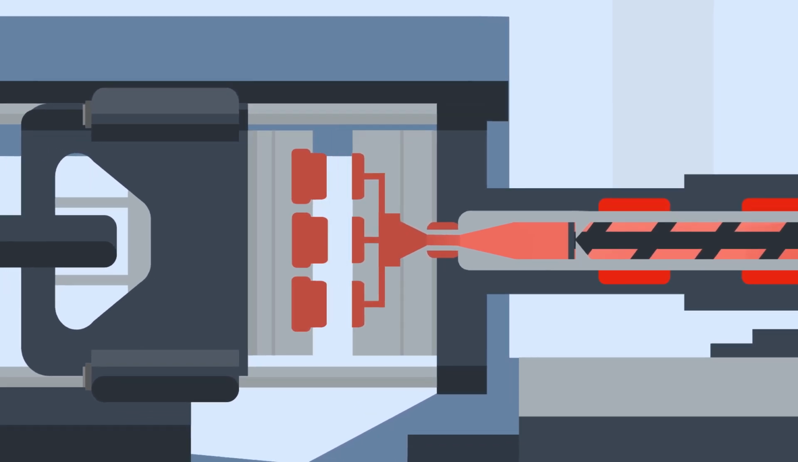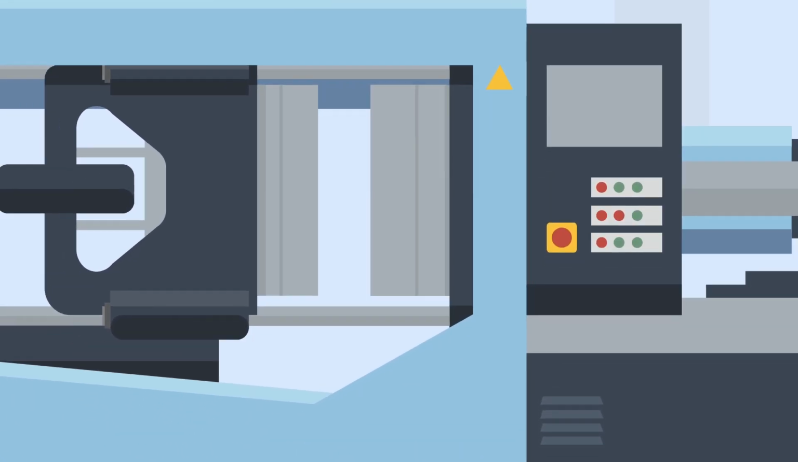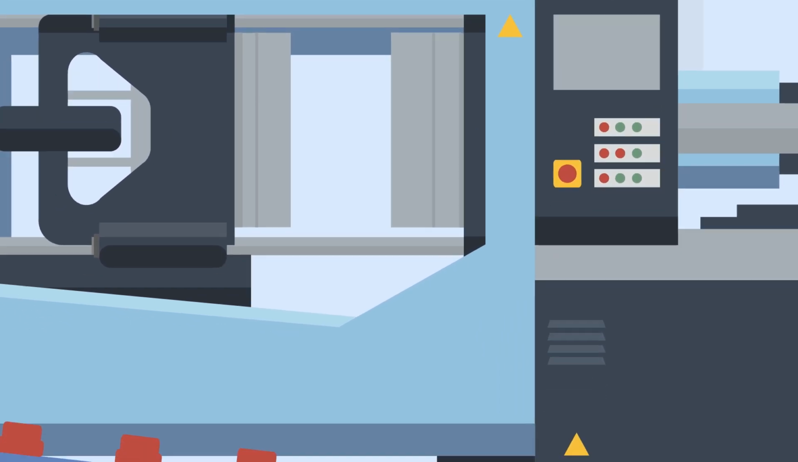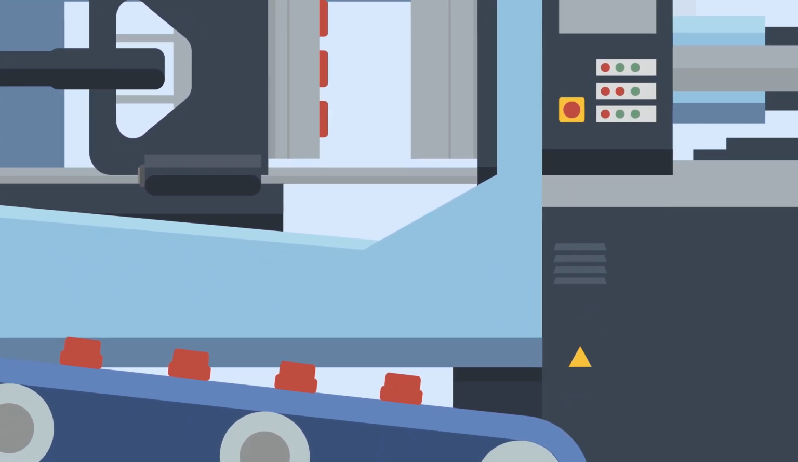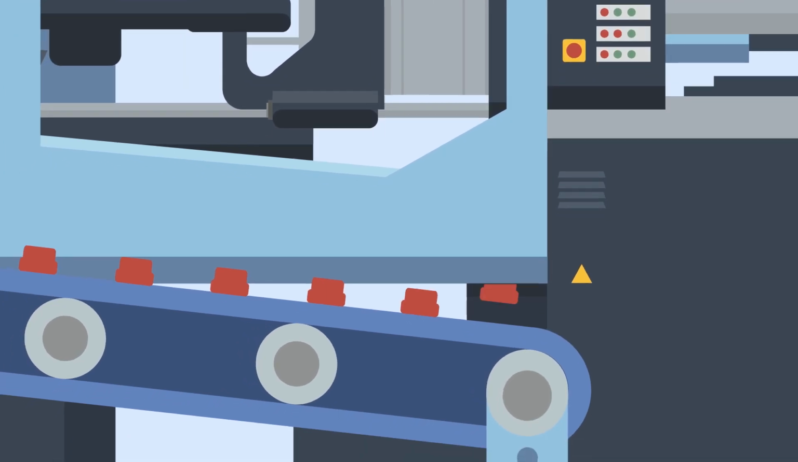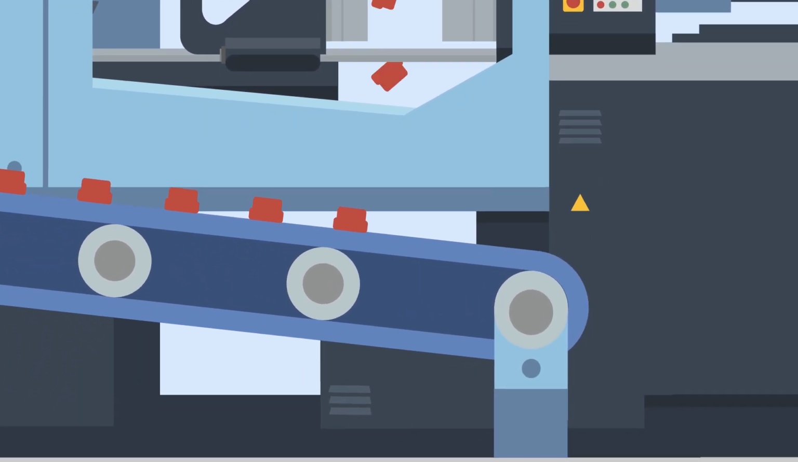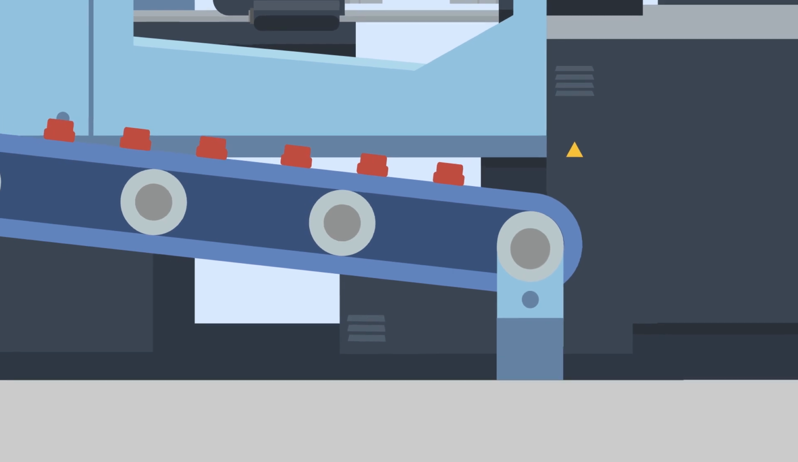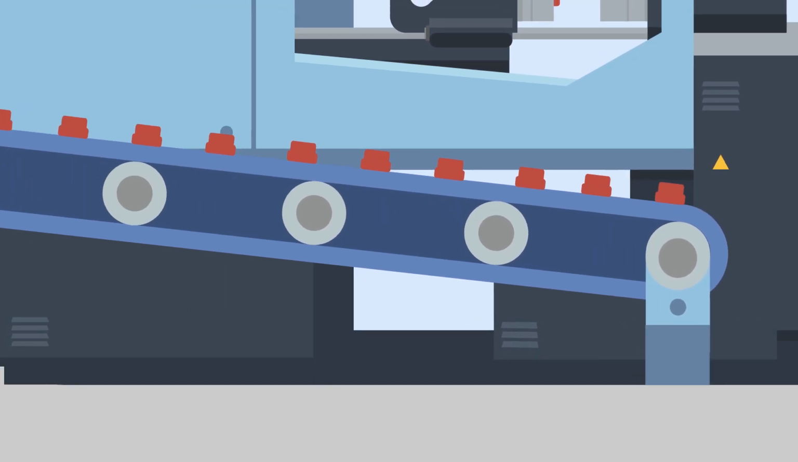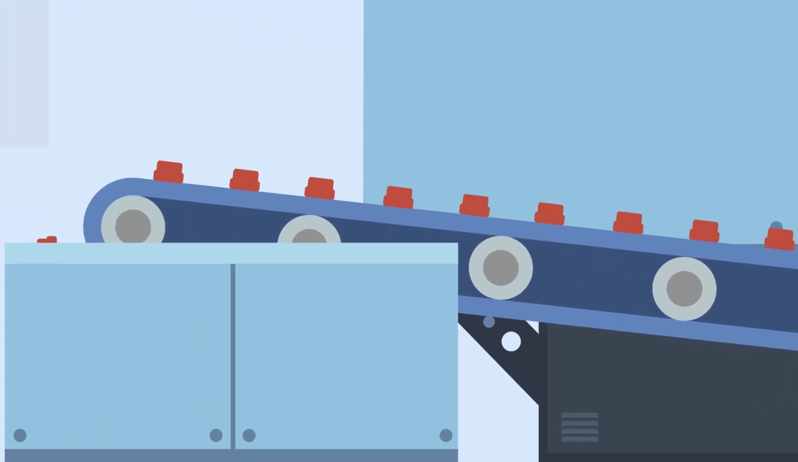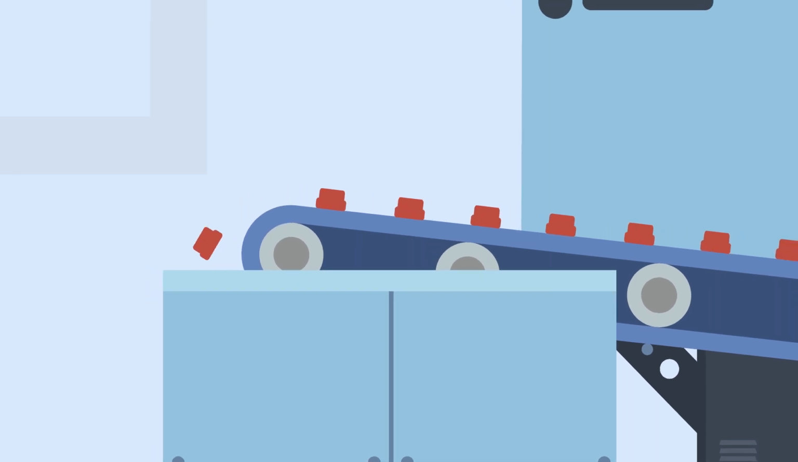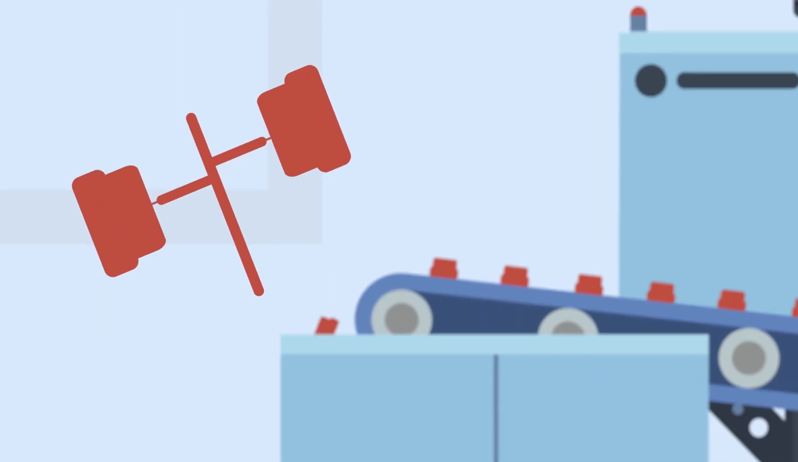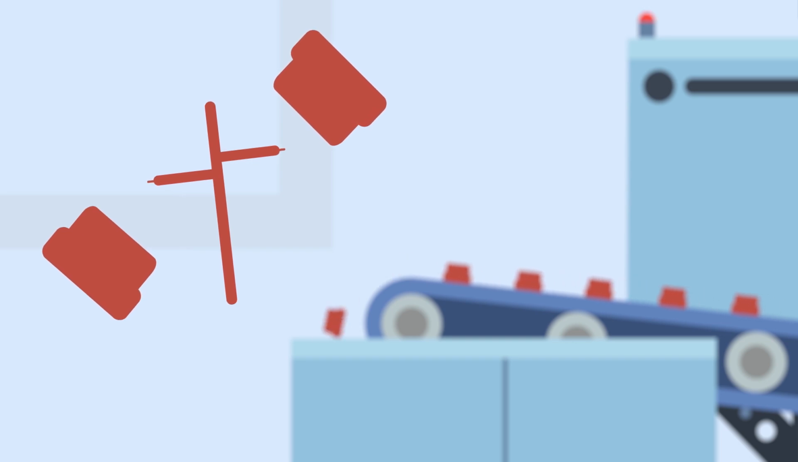Once the set cooling time has passed, the mold opens and ejector pins or plates push the new parts out of the tool. These then fall onto a conveyor belt ready to be finished and packed. Dependent on the size, shape, and complexity of the part, this molding process can take between a number of seconds and a few minutes.